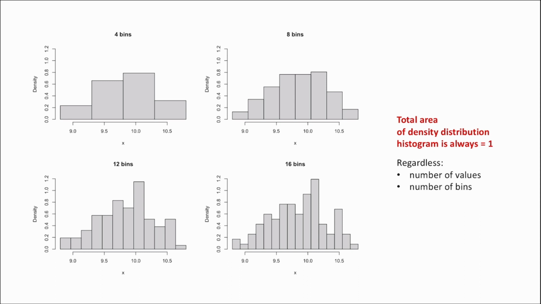And as I said, it doesn't matter how many bins you use. Of course, the shape will be a little bit different because you have more noise here, and it's more smoothed here, but the total area is always equal to 1. So if you compute the area of any of these histograms, it will always be equal to 1. That's important about the density distribution.